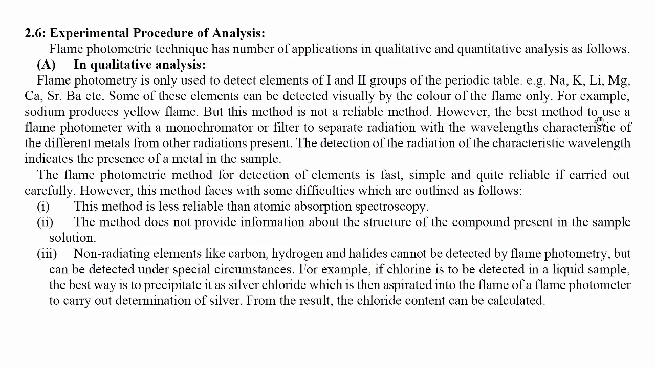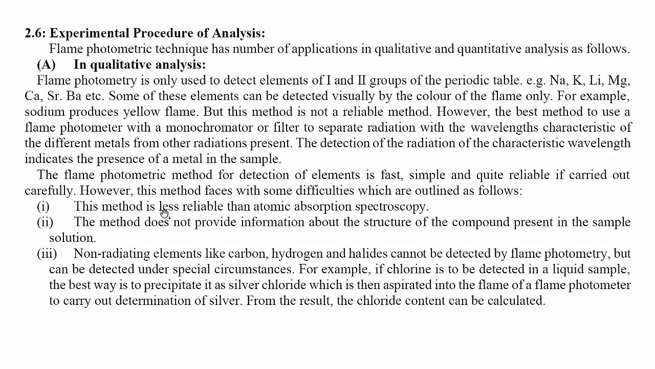However, the best method is to use a flame photometer with a monochromator or filter to separate radiation with the wavelengths characteristic of the different metals from other radiations present. The detection of the radiation of the characteristic wavelength indicates the presence of a metal in the sample. The flame photometric method for detection of elements is fast, simple and quite reliable if carried out carefully. However, this method faces some difficulties which are outlined as follows.